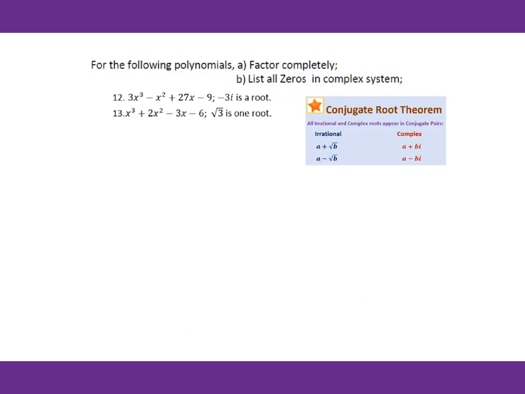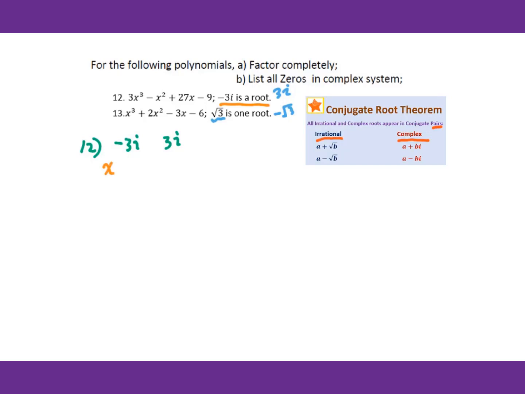Now let's go to 12. This time, negative 3i is a root. We have the conjugate root theorem. For polynomial functions, irrational roots and complex roots always come in pairs. For example, if negative 3i is a root, then 3i is a root too. If square root of 3 is a root, then negative square root of 3 is also a root. Therefore, for 12, we know negative 3i and 3i are the roots.